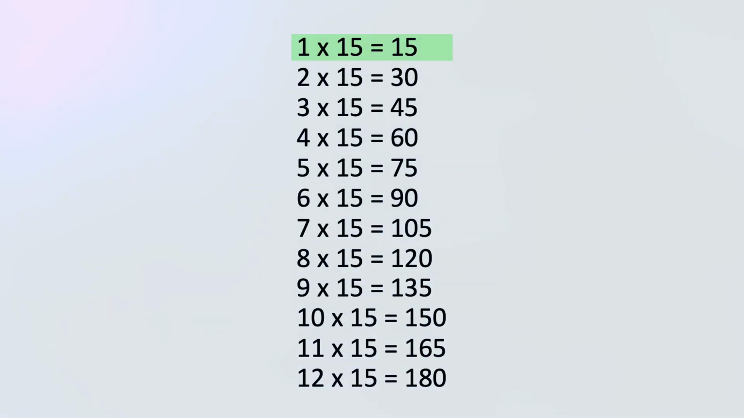1 times 15 is 15. 2 times 15 is 30. 3 times 15 is 45. 4 times 15 is 60. 5 times 15 is 75. 6 times 15 is 90. 7 times 15 is 105. 8 times 15 is 120. 9 times 15 is 135. 10 times 15 is 150, 11 times 15 is 165, and 12 times 15 is 180.